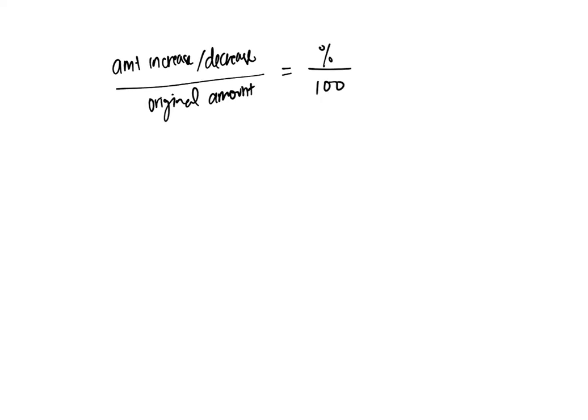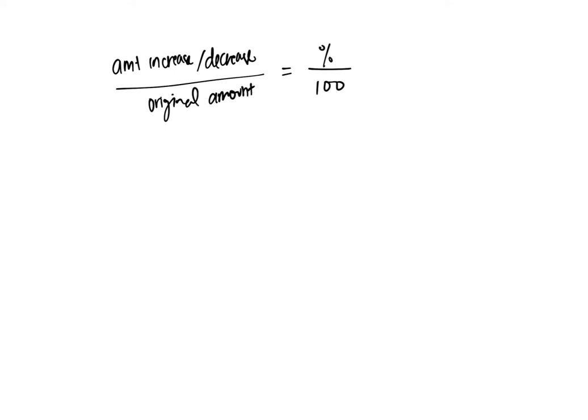An amount of increase or decrease, you're basically just taking the new number and subtracting the old amount, and then whatever you get is your percent, either increase or decrease. Increase if it's positive, decrease if it's negative. And it's important to note that sometimes you have to find the amount of increase or the amount of decrease yourself. We'll look at an example.